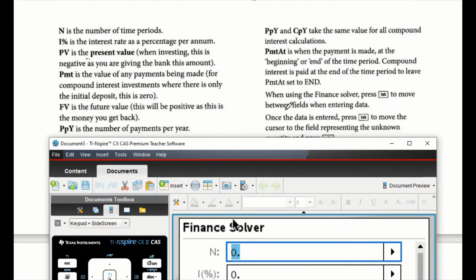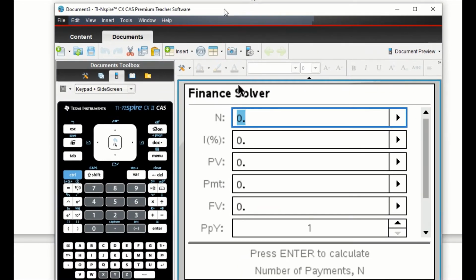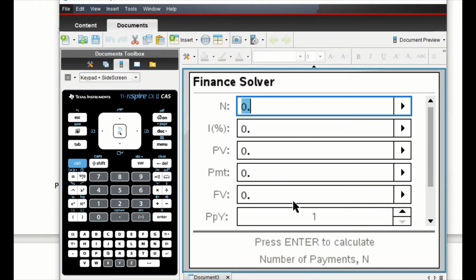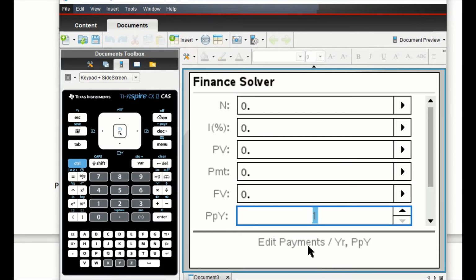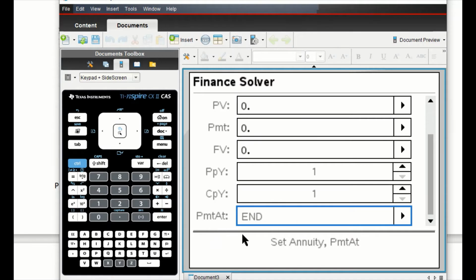So how are we going to use that? You can see some further explanation about all the terms here, but you don't really need to memorize it because everything will be written at the bottom of your calculator as well. N is the number of periods. I is the interest rate, and it must be in percentage. PV, present value. PMT, payment. FV, future value. PPY, payment per year. Then CPY is compounding periods per year. And the last one we have is payment at.